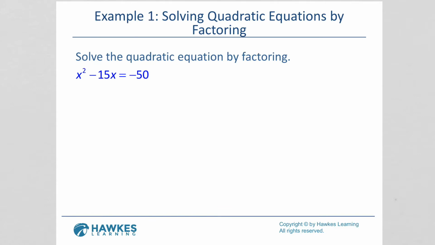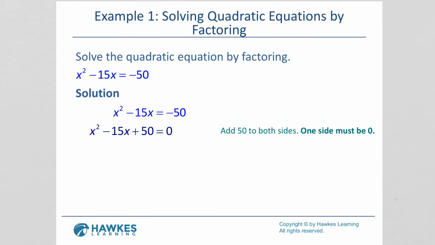Example 1, solve the quadratic equation by factoring. x squared minus 15x equals negative 50. For our solution, the first thing we're going to do is set it equal to 0 by adding 50 to both sides. That gives us x squared minus 15x plus 50 equals 0. Then when we factor the left-hand side, we end up with x minus 5 times x minus 10 equals 0. Two things that multiply together to give me 50 and add to give me negative 15.